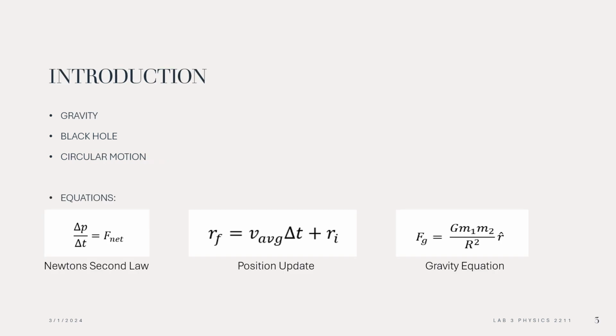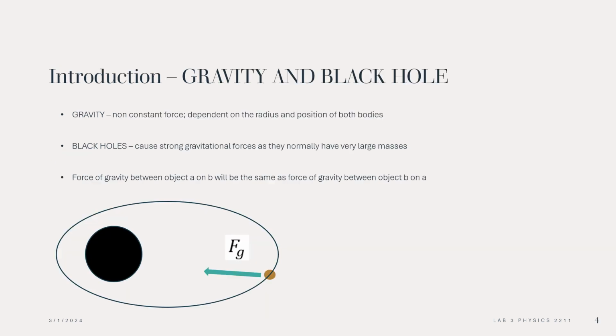Quick introduction. We're going to talk about gravity, black holes, and circular motion. Remember the equations, they're going to be more important later. Gravity in a black hole is a non-constant force. It depends on r, the radius between the black hole and our system, which is going to be that little tiny orange planet in this scenario. So every single position on the orbit has a different force of gravity. That's what I mean by non-constant.